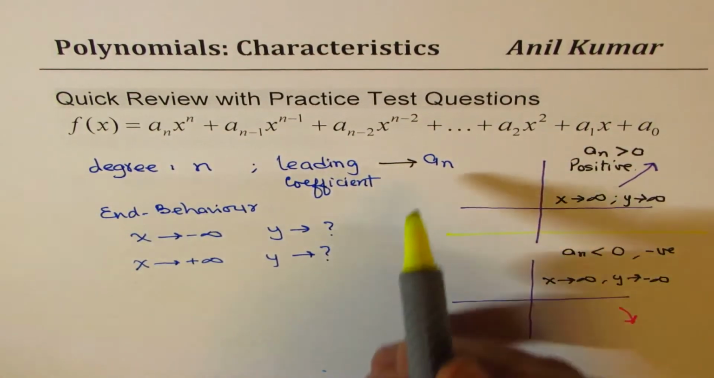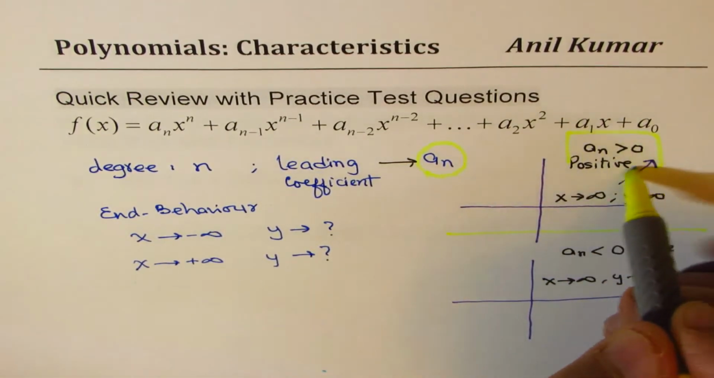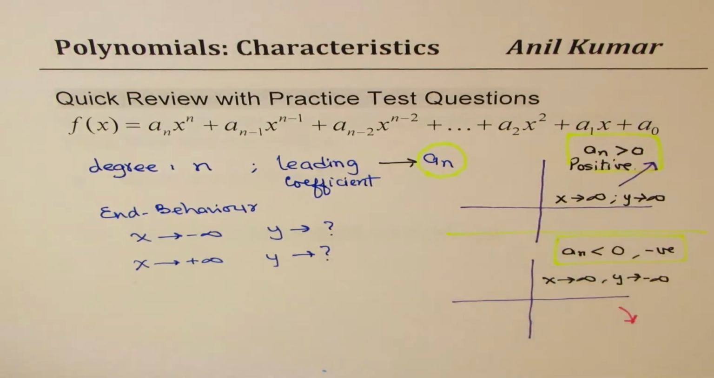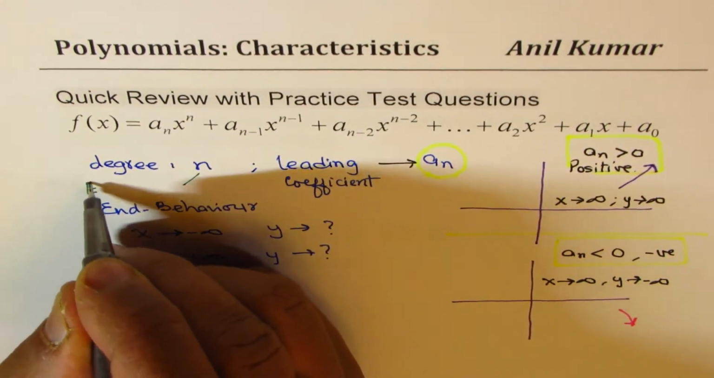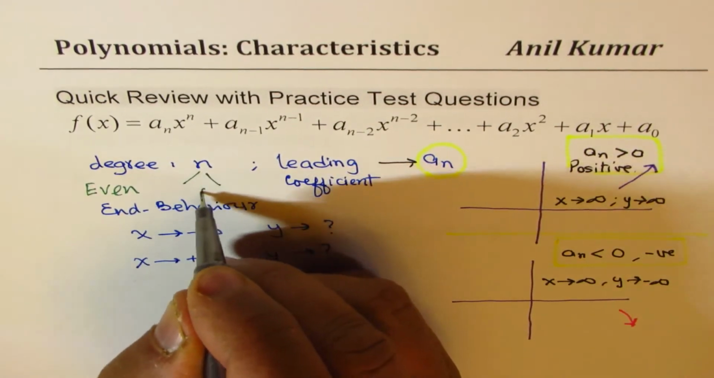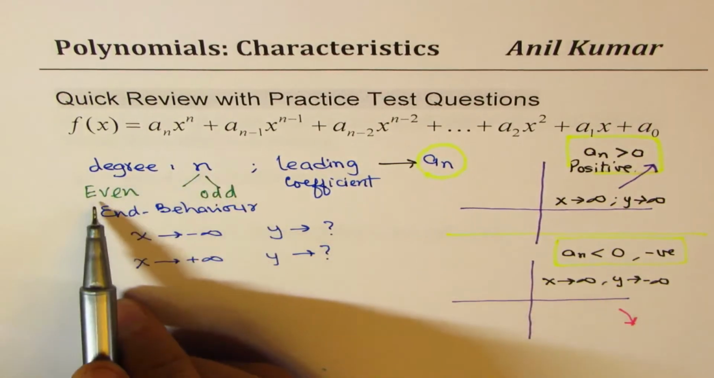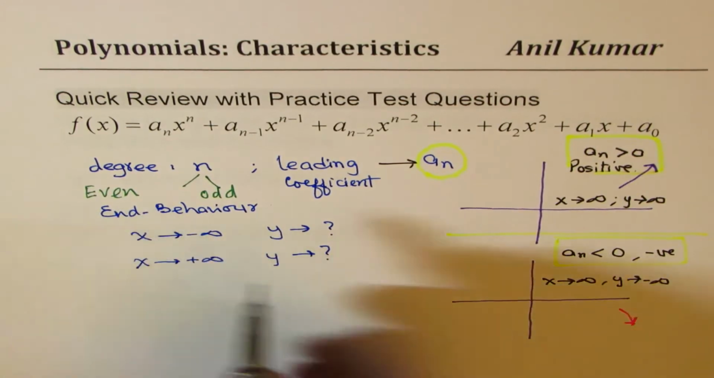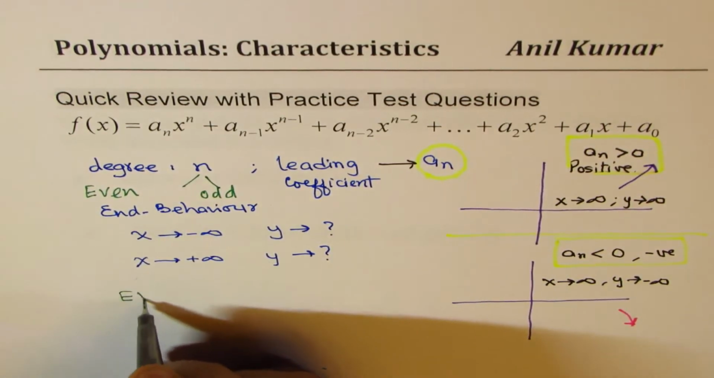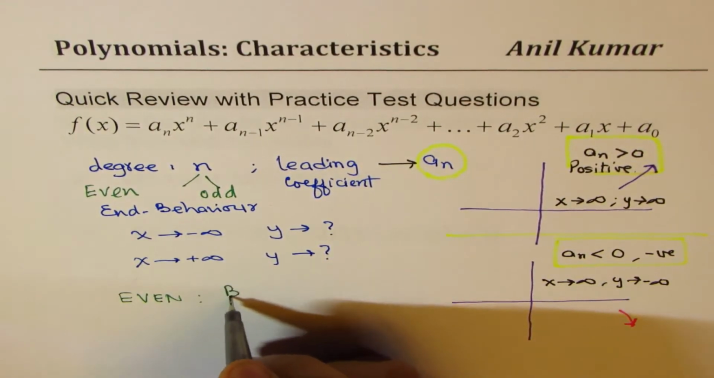So what we considered here is what happens to the characteristics when an, the leading coefficient, is being considered, right? The other part which we'll now look into is the degree. Now degree could be even or degree could be odd, right? It's not the function we're talking about. We are saying degree of the polynomial is even or odd. Now if the degree is even, so let me write down here about the degree. So if the degree is even, then we say both face same side.